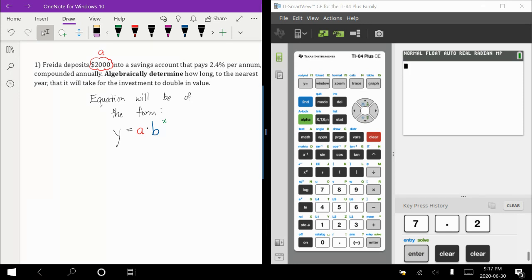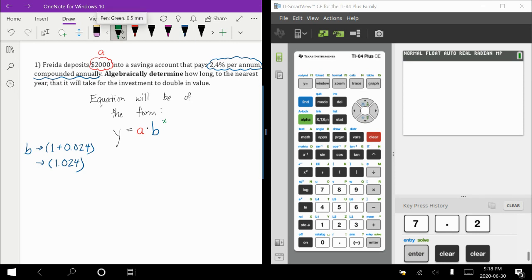This account pays 2.4% per annum, compounded annually. So that's going to help me figure out the B value. The B value, if you recall from the last unit, is going to be 1. If we're talking about where we are growing an investment, that will be 1 plus the rate per compounding period, but written as a decimal. So that would be 0.024 as the B value, which would be 1.024.